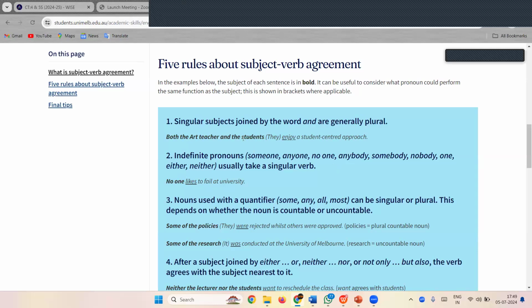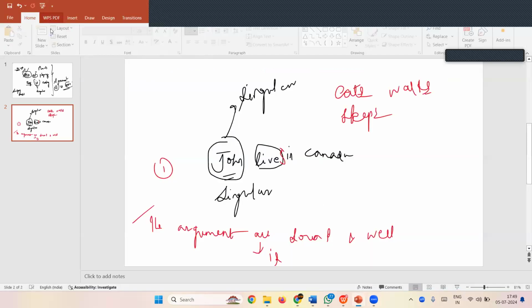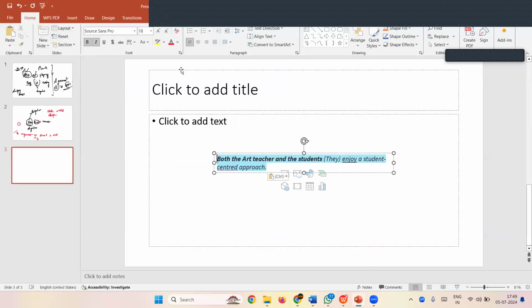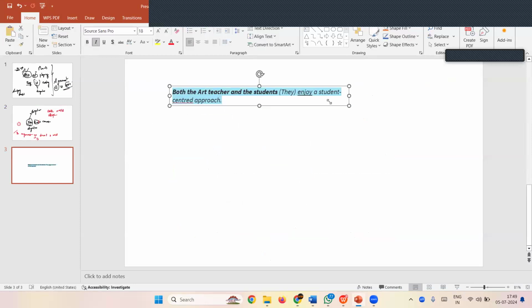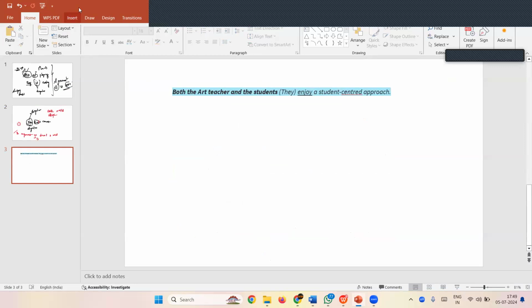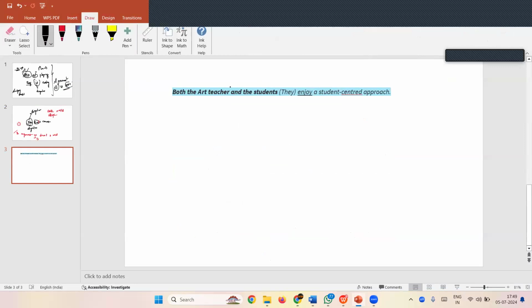So singular subjects joined by the word and are generally plural. Am I audible? Okay. See this line. So what is given in this line? First of all, both the art teacher and the students enjoy a student-centric approach.